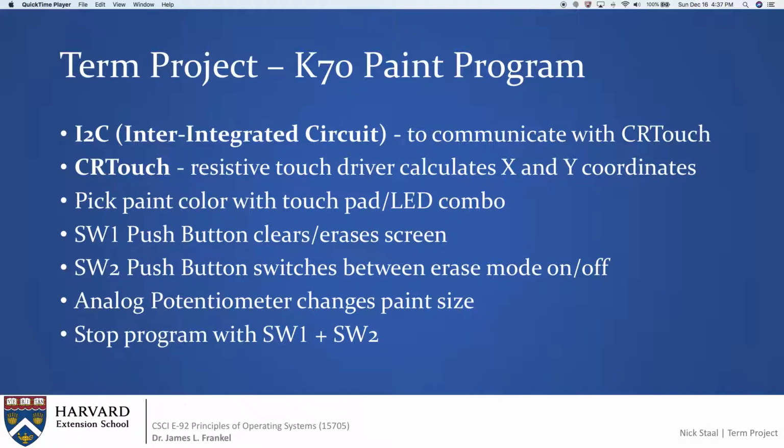To change the size of what you're painting, so when you create a line or something like that, you could use the analog potentiometer to change your line size. The program is stopped by pressing both push buttons at once.